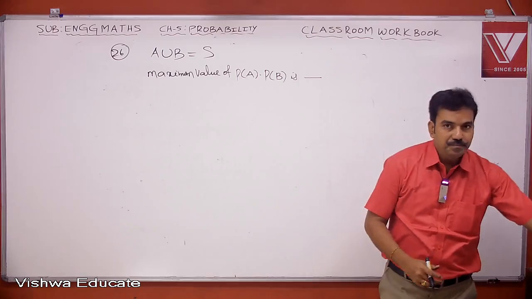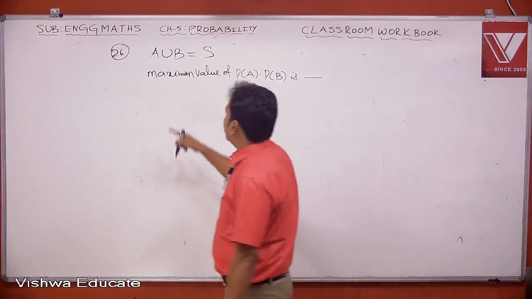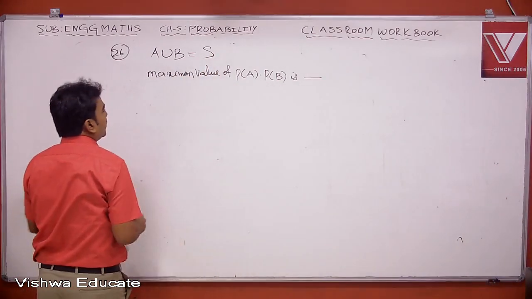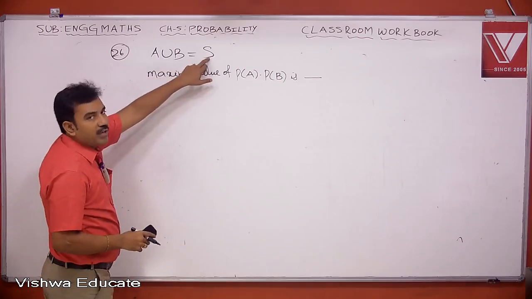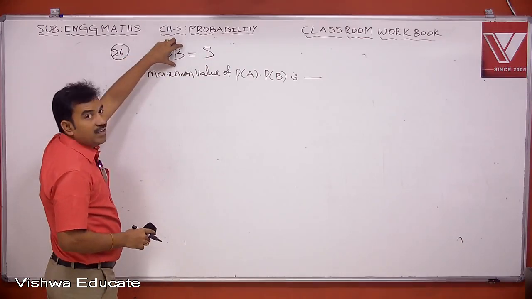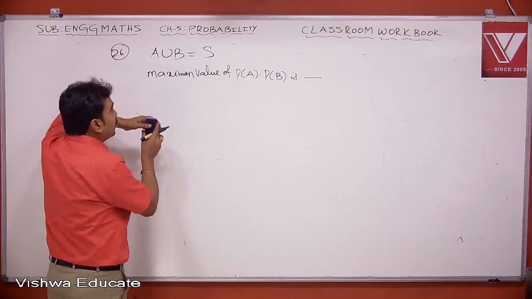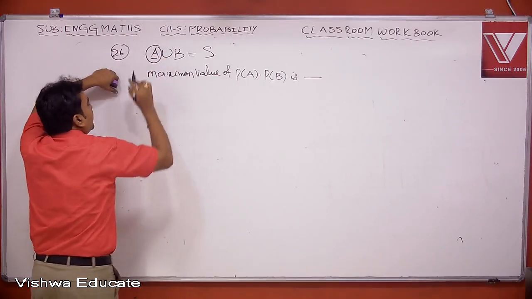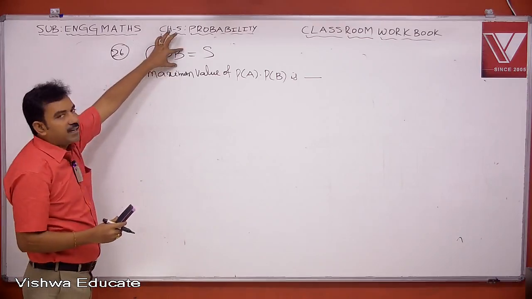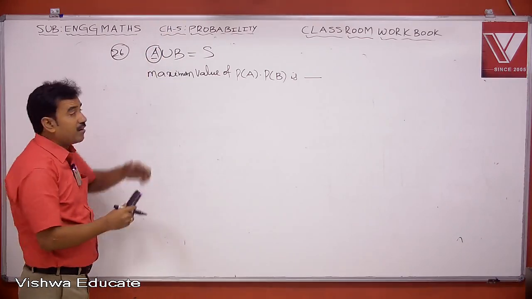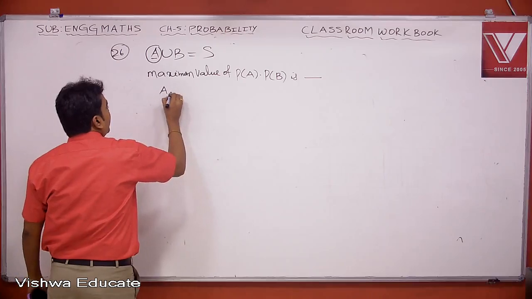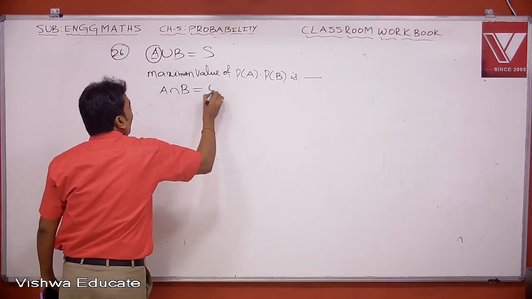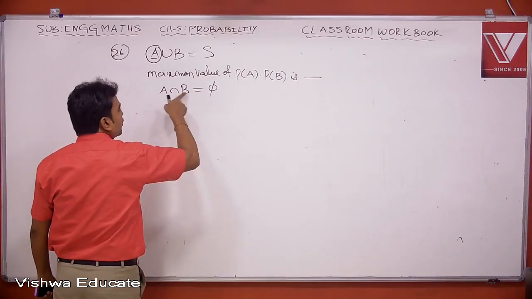Now look at this. Here S is a sample space such that A union B equals S, where A and B are mutually exclusive. Mutually exclusive means what? If an event is in A, that should not be repeated in B. So A and B are disjoint. That means A intersection B is empty. There is no common sample point for A as well as B.